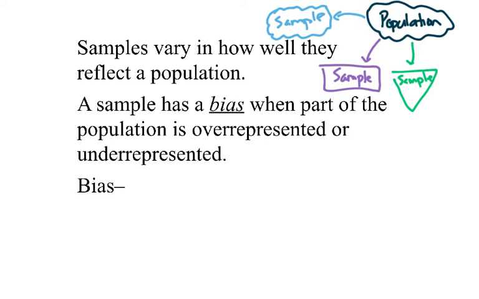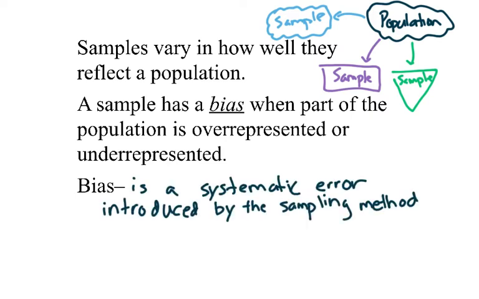So we say a sample has bias when part of the population is over or underestimated. A bias we would define as a systematic error that's been introduced by the sampling method. So when we take a bad sample, there was an error with it, and it doesn't look like our population anymore.